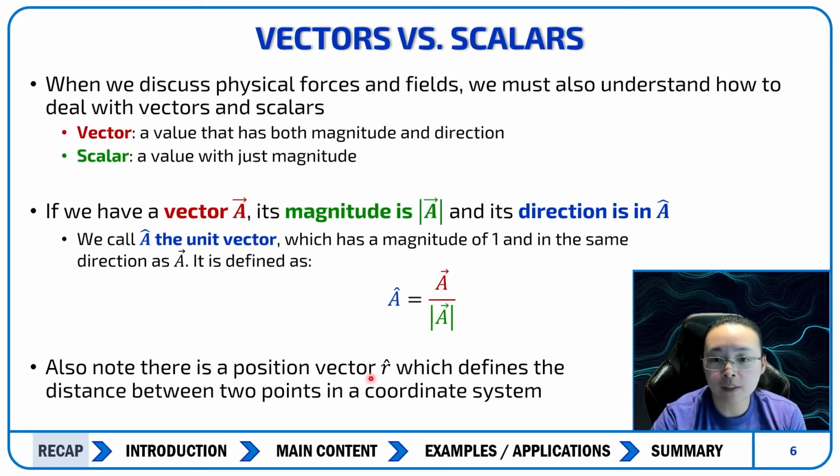Also note that there is a position vector r hat, and that defines the distance between 2 points on a coordinate system. This is something we'll talk about once we move on to electric forces and fields.